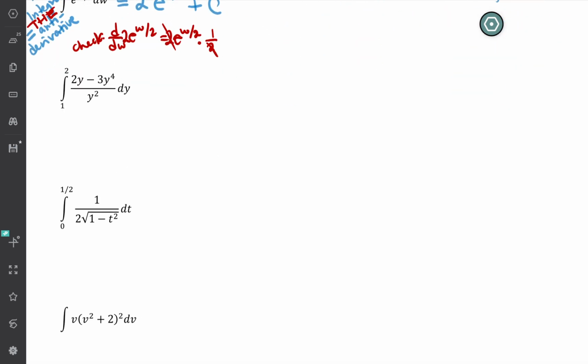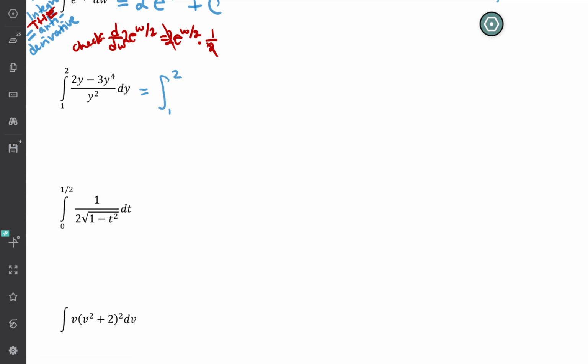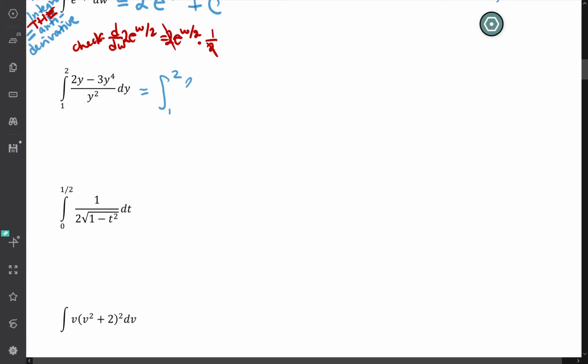So we're back to a definite integral for this third one. Finding an antiderivative is slightly tricky, but not terribly tricky, just to remind you. If you get messy fractions like this, you'll want to split them up. We want to get back to one of our basic power functions or trig functions or something of the sort. So if I do 2y over y squared minus 3y to the 4th over y squared, that's the kind of breaking up I want. And that leaves me with 2 over y minus 3y squared dy, from 1 to 2.